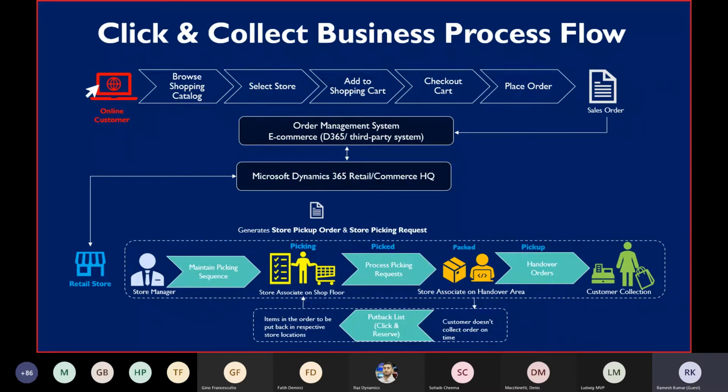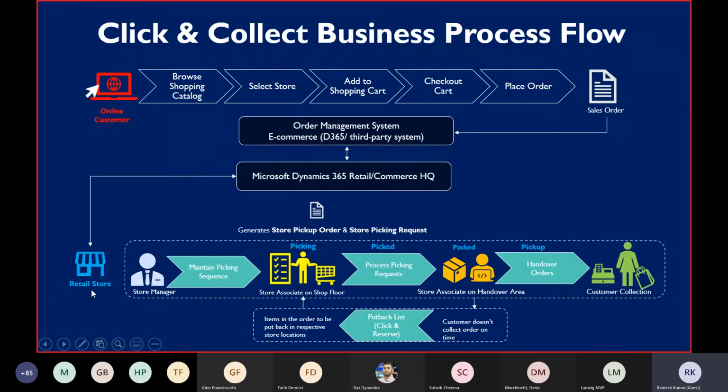So, the click and collect business process flow. The customer will do the online shopping here and go to the browse shopping catalog. They will select the store and select the items to add to the shopping cart. Once it is added to the shopping cart, they will check out and place the order. So in the sales order, the order management system will synchronize the sales order to the Dynamics 365 Commerce headquarters, and it will send or transfer the data to the respective retail store.